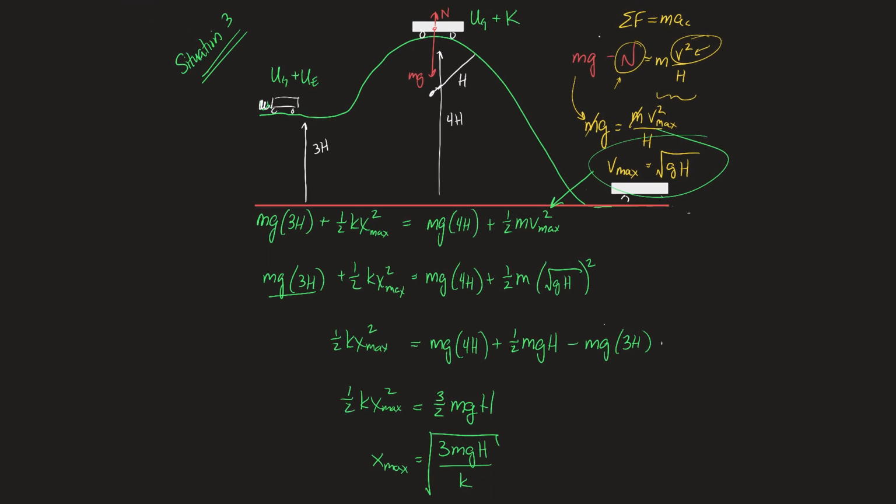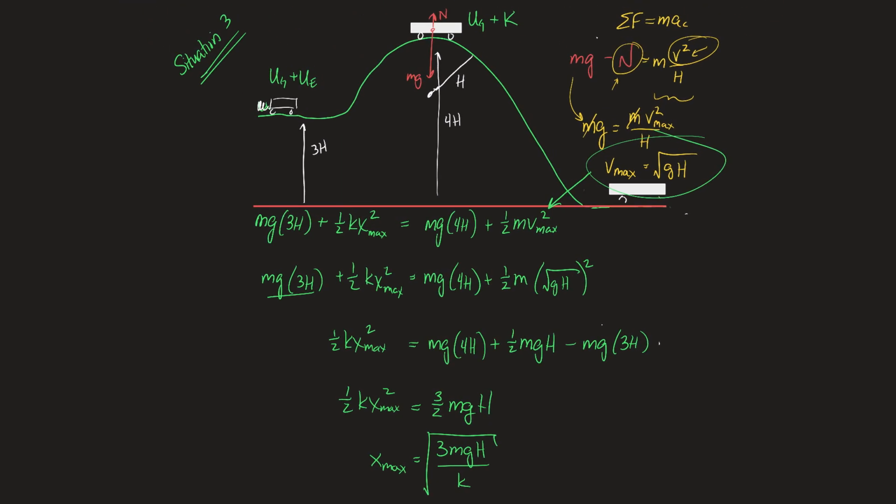So, again, it's just a conservation of energy problem. We found the limiting factor, which was the velocity, and then used that for conservation of energy, setting the energy here equal to the energy here, and then substituting in the limiting factor for the velocity.